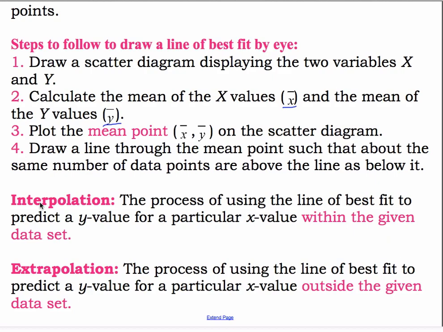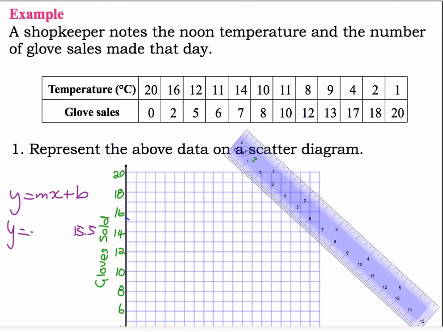Here's a couple other definitions. Interpolation: you've got a scatter plot and a line of best fit, and interpolation will help you estimate a value within the given data set. And extrapolation: if you want to predict what's going to happen in the future, then you can use your line of best fit to make a prediction. That's called extrapolation.